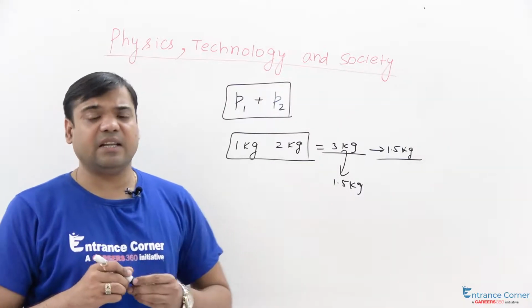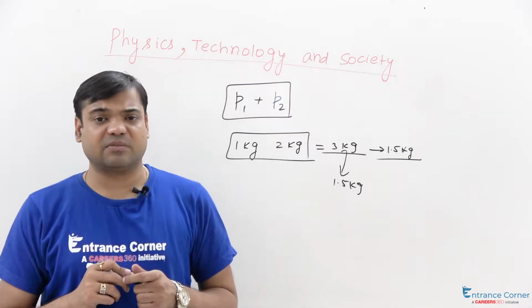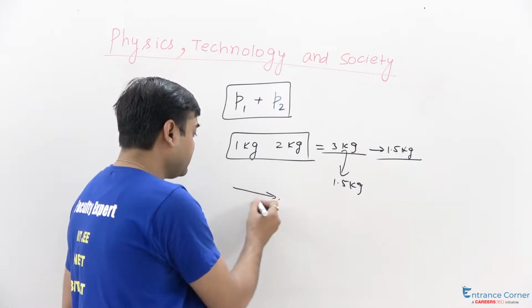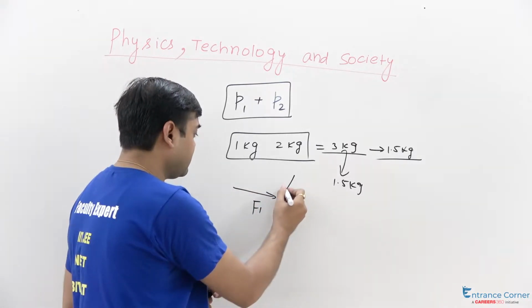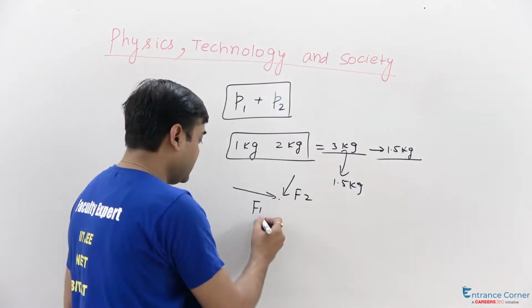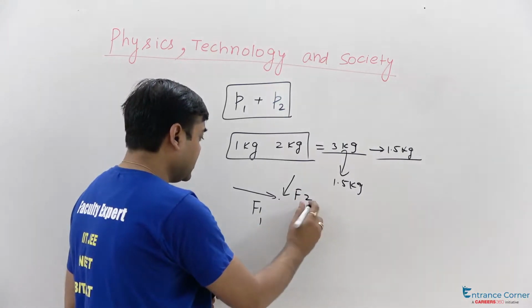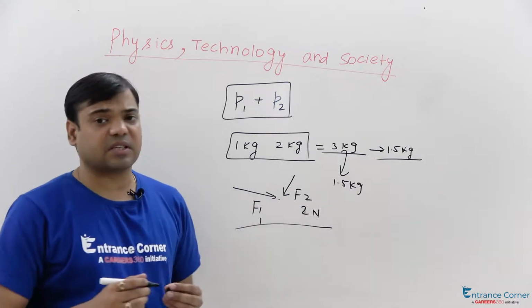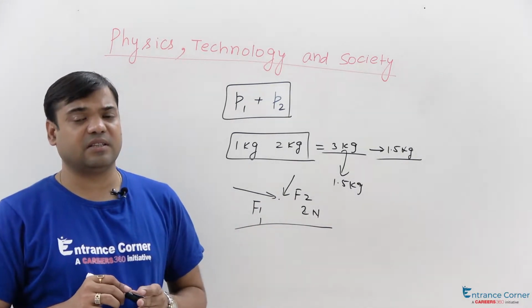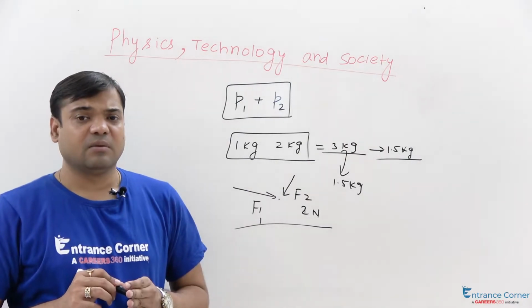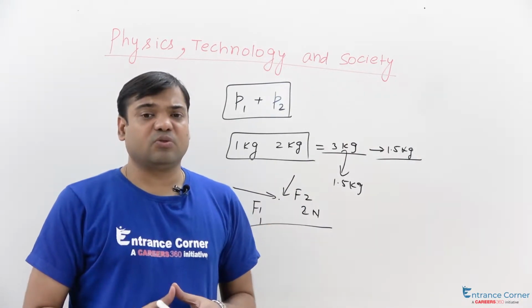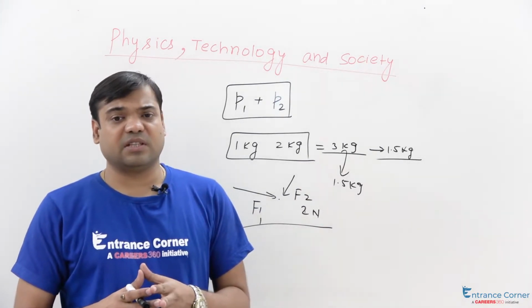While when we are dealing with vector quantities like force, if on a body two different forces F1 and F2 are applied, F1 being 1 Newton and F2 being 2 Newton, then the resultant force cannot be simply written as 3 Newton or 1 Newton. To calculate the resultant value we need to know the direction of the two forces as well.